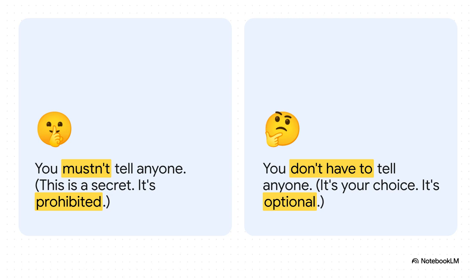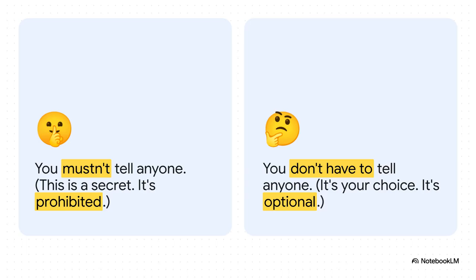Just look at these two sentences on your screen. You mustn't tell anyone. That is a command. It means this is a secret. It's totally forbidden. Zip your lips. But then, you don't have to tell anyone. And that's completely different, isn't it? All of a sudden, the choice is yours. It's optional. You see that huge difference in meaning?